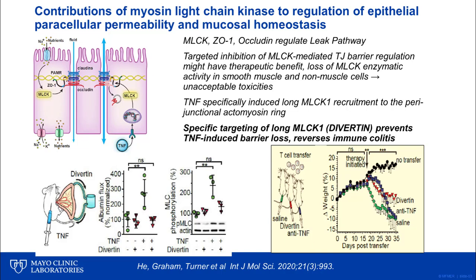And when you do a T-cell transfer experiment inducing colitis, if you don't transfer, this is how the weight of the animal, of the mouse, increases. That's your control. If you give the T-cell transfer with saline, they lose weight dramatically. If you give anti-TNF, they lose less weight, but ultimately they do lose quite a lot of weight. Whereas if you give divertin, it sort of stabilizes the weight loss. So I think this is another interesting example of the application of basic science to potentially change barrier function in the context of inflammatory bowel disease.